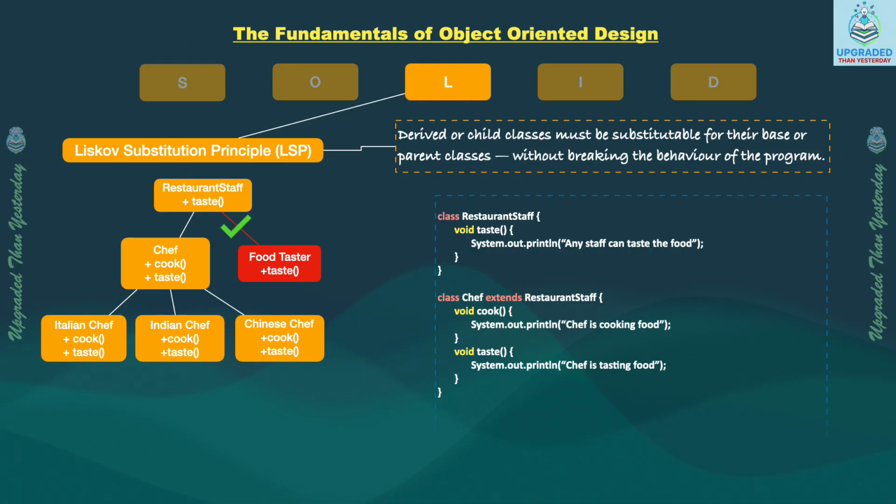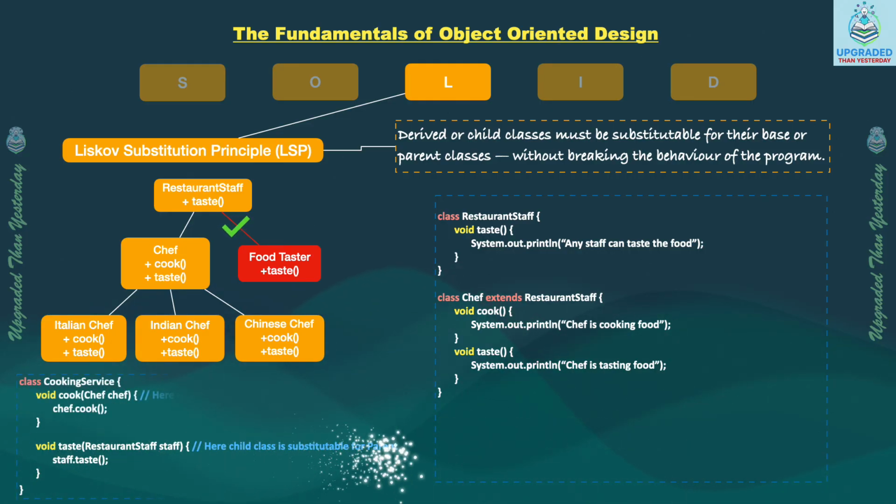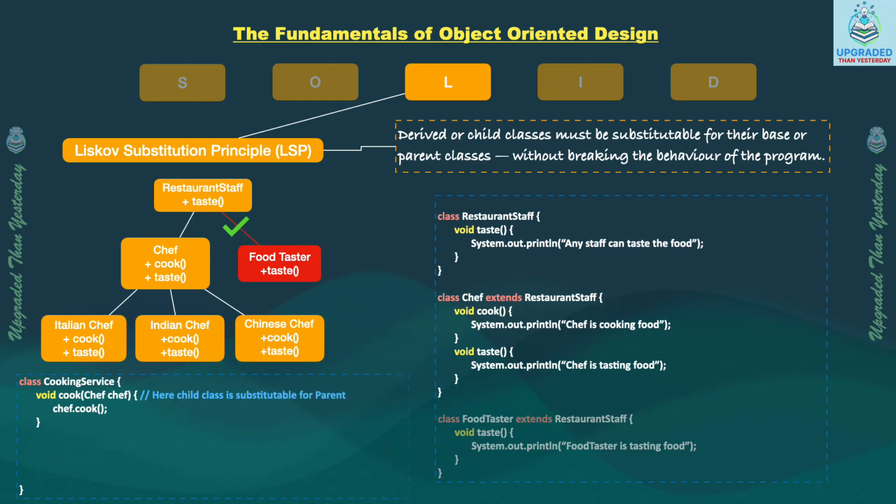Look at the written code. Both food tester and chef have extended the parent restaurant staff class. With this, both chef and food tester will be able to substitute their parent, and hence we can say the Liskov substitution principle is followed.